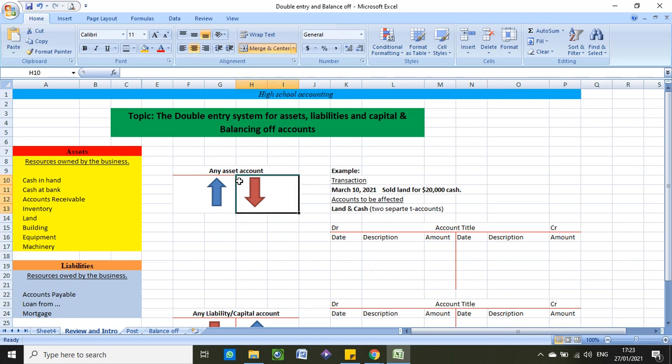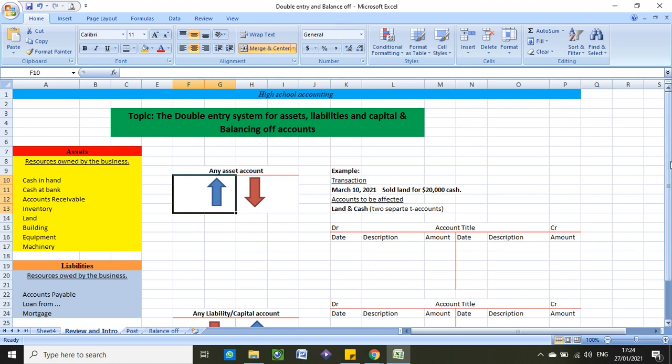The rule for any asset account, meaning any of these and any other asset account that you can come up with, is that any asset account increases on this side, which is the debit side. So asset accounts increase on the debit side, while they decrease on the credit side. This rule never changes. The debit side will always be the left-hand side, and the right-hand side will always be known as the credit side.